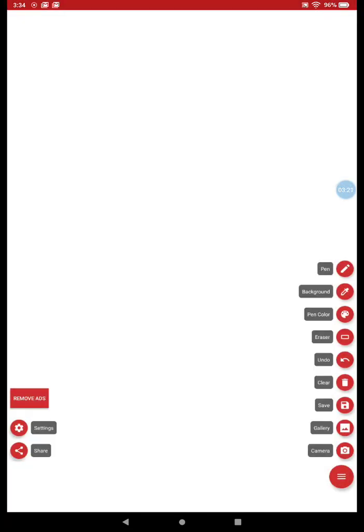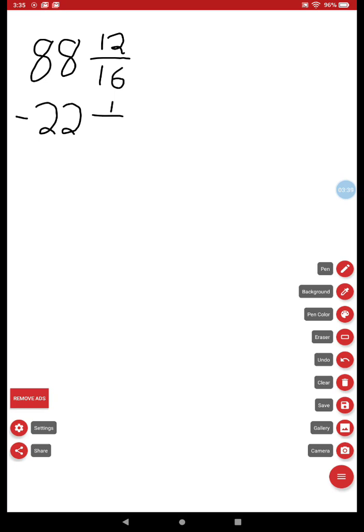For our next example, let's take 88 and 12/16, subtract 22 and 1/4. All right, now, again, I'm going to ask myself, 16 and 4 need a common denominator. You already know 16 isn't on your multiplication chart, but can you change a 4 into a 16? Yes, you can. 4 times 4 equals 16. So let's go ahead and rewrite the problem.